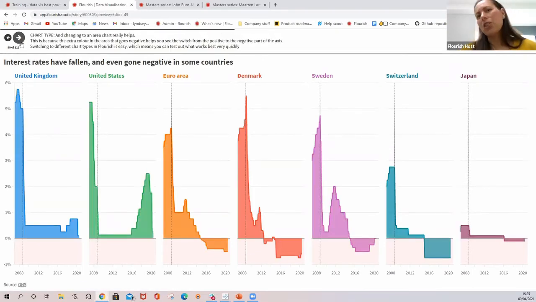But also I've changed this to an area chart. So this is where even just small little changes in chart type can have a big impact. By having it as an area chart, you can color in the bit that's gone negative, and that really gives people a reference of how negative. Look, Denmark's gone negative a lot, Switzerland's gone negative a lot. So this use of color through the area chart is really helping people to focus on how negative these countries have gone.